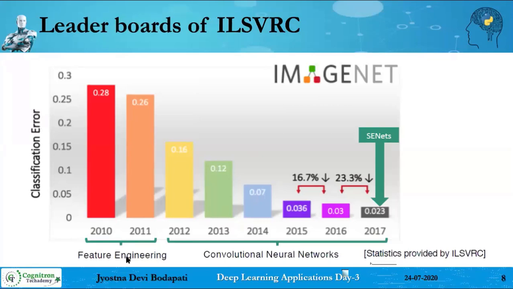Initially, in the first 2 years, they were using handmade features. The features were engineered. In the beginning class, I explained about handmade features. That kind of features were used, and the error rate was 28%. In the year 2010, SIFT features were introduced with some kind of classification model. Then in 2011, the same kind of features were used, and the error rate was 26%. It's reduced a little.